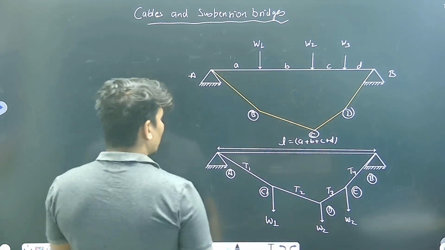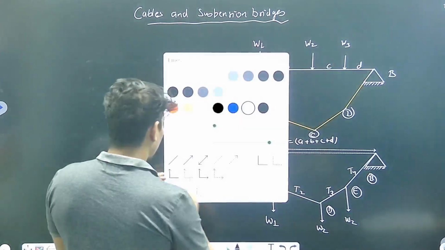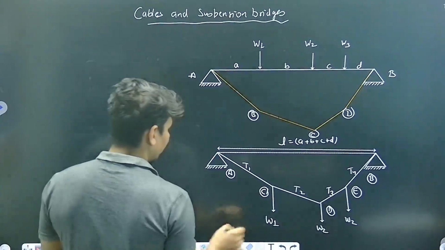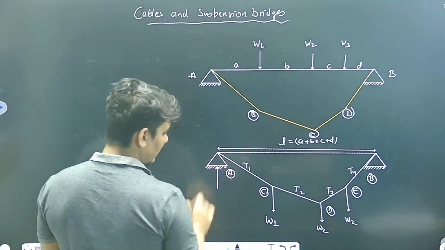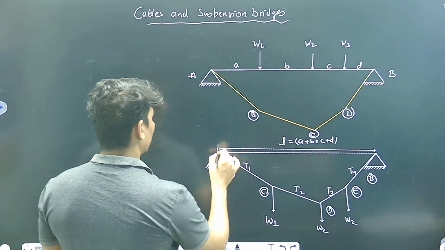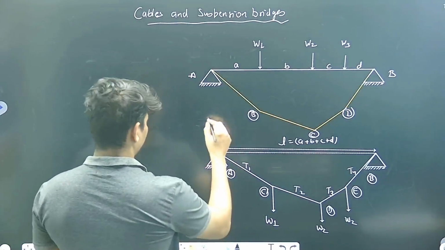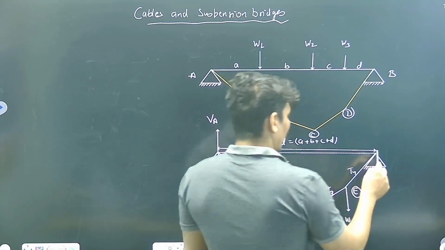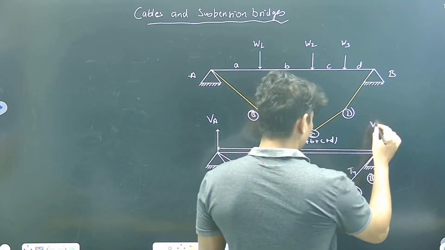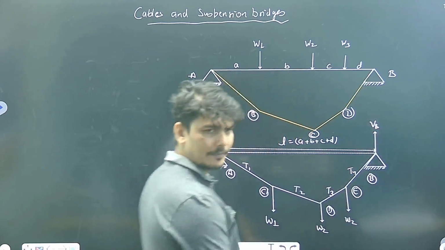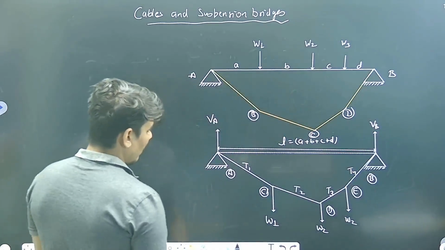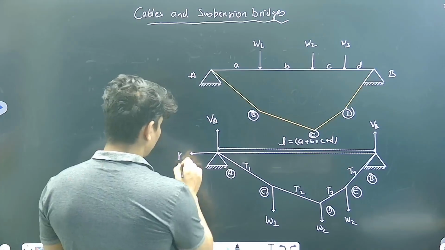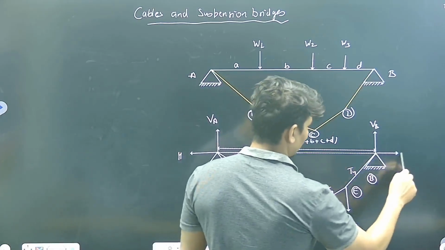Right. Now, if I want to draw the free body diagram of the force system applied here, these are vertical reactions. So this can be drawn here. Suppose vertical reaction at A. This is vertical reaction at B, right? And obviously horizontal thrust H, H.